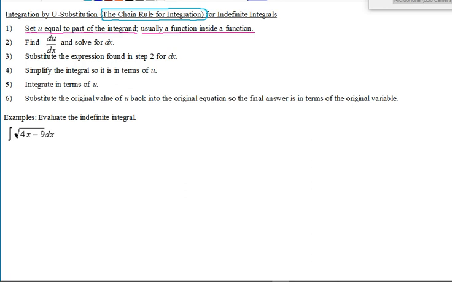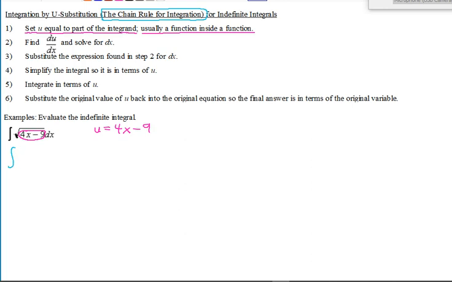So in this case, notice the function inside is 4x minus 9. So that's what I'm going to set U equal to off to the side. And it doesn't have to be the letter U. That's just the one that's commonly used. You could really use any letter other than the variable that's already in the expression, in this case, x. Can't use x.